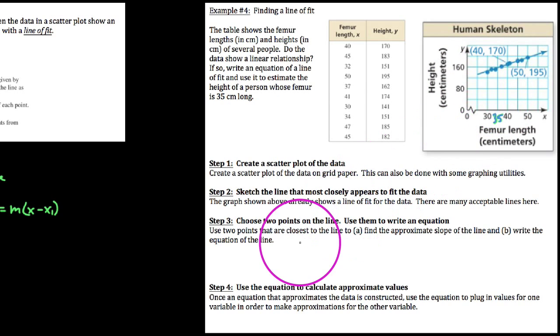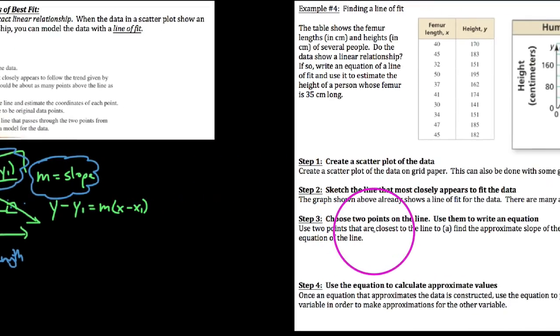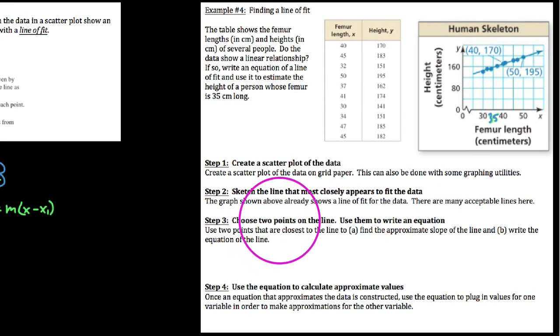Since that's done, what we're going to do is write the equation of this line. Now, what do we know about the equation of a line? We need the slope, and we also need a point on the line. So here's the method. We're going to use 2 points that are closest to the line, and then use those points to approximate the slope of the line.